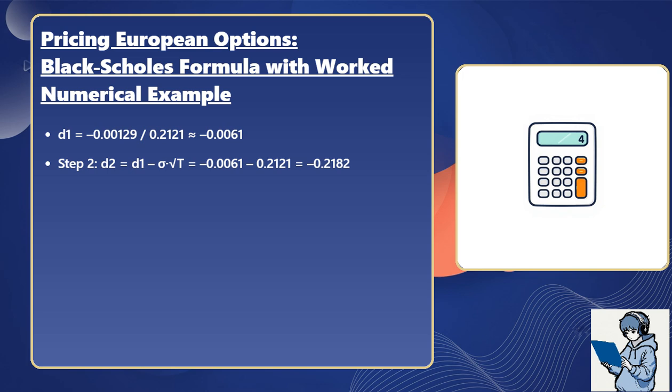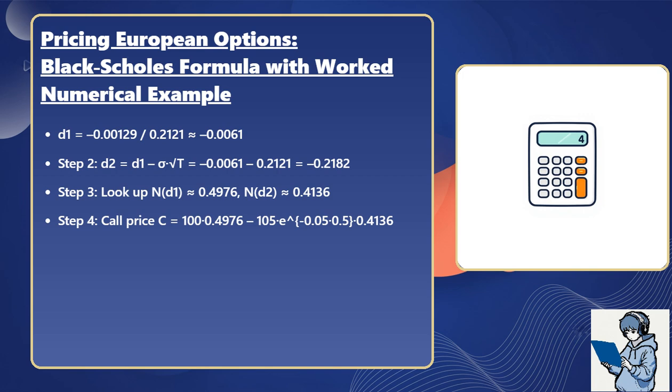Step 2. d2 equals d1 minus sigma times the square root of T, which is negative 0.0061 minus 0.2121, giving negative 0.2182. Step 3. Look up N of d1 approximately 0.4976, N of d2 approximately 0.4136.